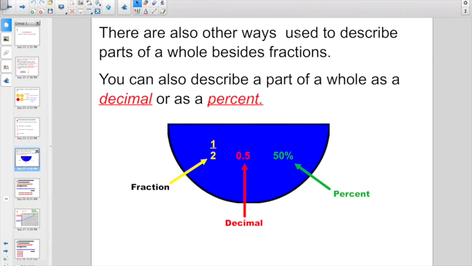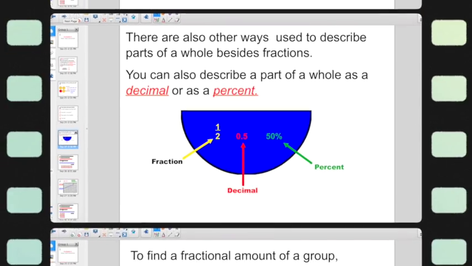There are also other ways used to describe parts of a whole besides fractions. We're going to talk more about that later in the teacher-led portion of the investigation. You can also describe a part of a whole as a decimal or as a percent. In this video, we're mainly talking about fractions. Here is 1/2, but the same piece could be represented as a decimal, 0.5, which is pronounced 5/10, and we'll get into that later. Or as a percent, it's 50%.